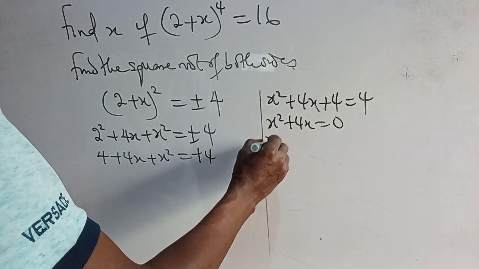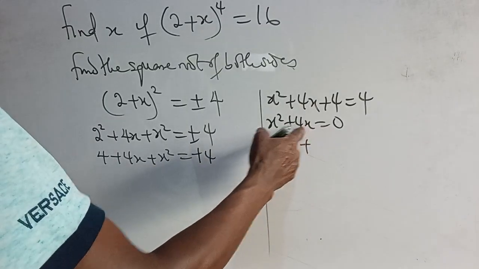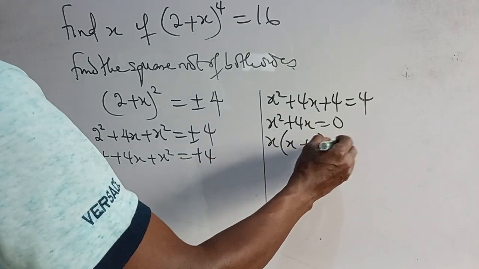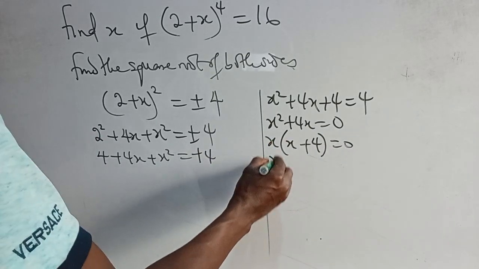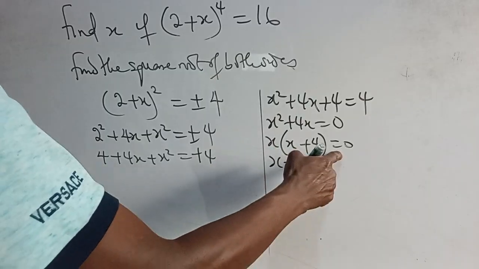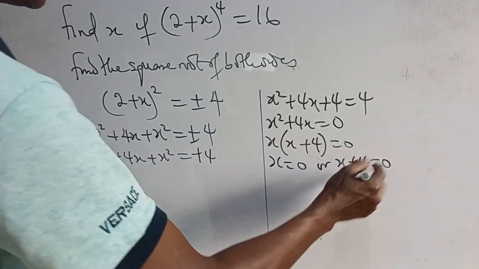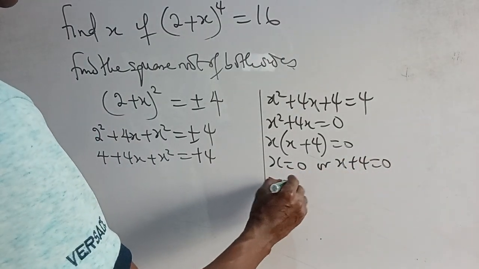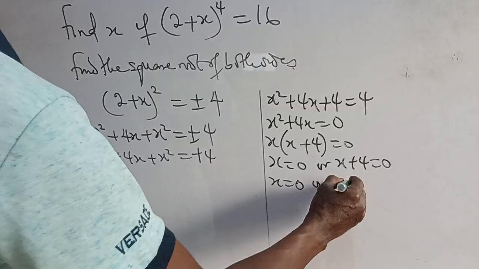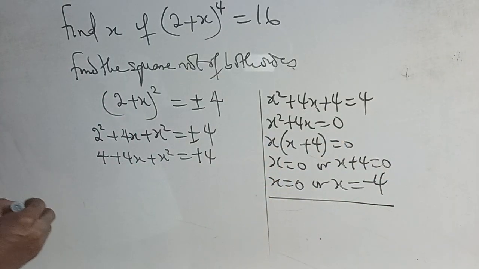So here, x can be factored out as x(x + 4) is equal to 0. Beautiful. So that means x could be equal to 0 or x + 4 is equal to 0. When you take 4 to the other side, x is equal to minus 4. So we have gotten 2 values for x there.